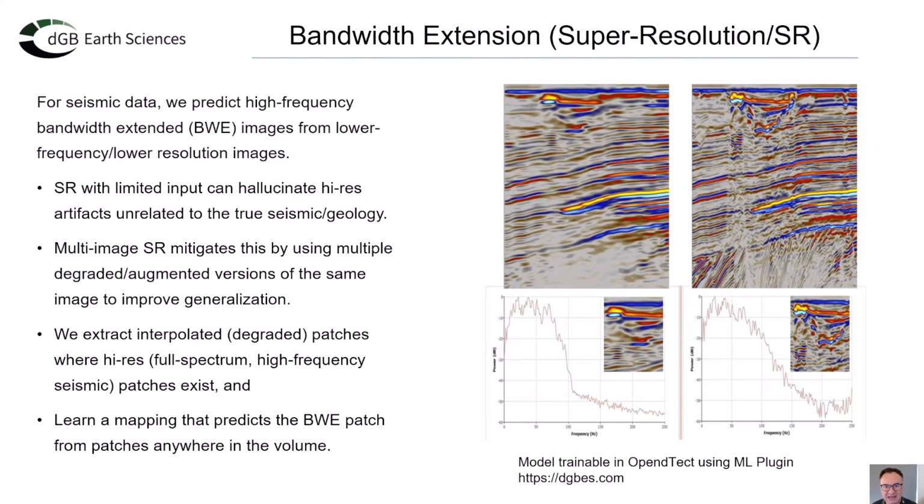Okay, now moving on to bandwidth extension or super resolution. For seismic data, we can predict high-frequency bandwidth extended images from lower frequency, low resolution images. Of course, we want to prevent things like hallucination, which are high-res artifacts that are unrelated to the true seismic, the true geology. And these hallucinations can especially happen if you try to use models that were pre-trained in another region. Let's say you pre-trained something in the North Sea and then try to apply it directly to something in the Malay Basin. You run the risk of hallucinating geology that doesn't exist.